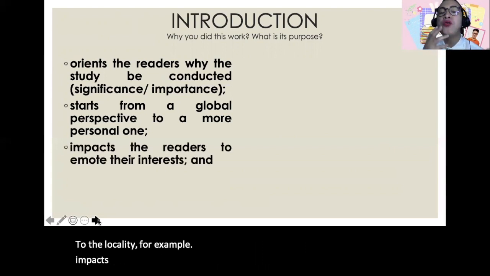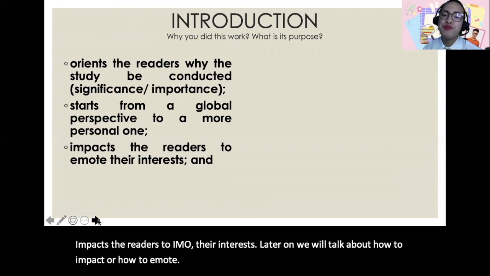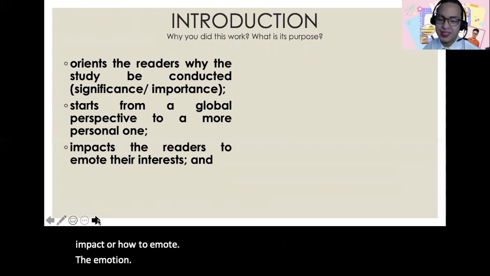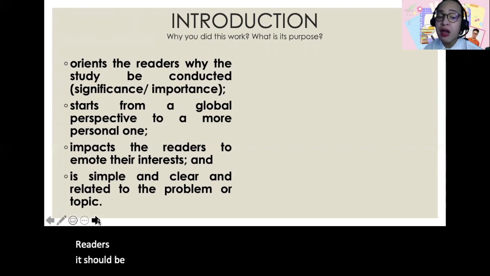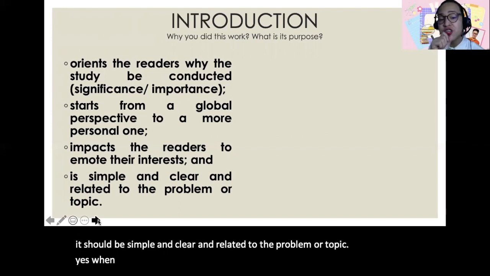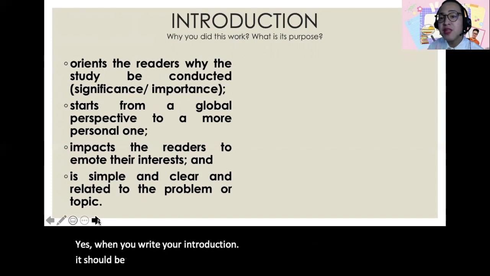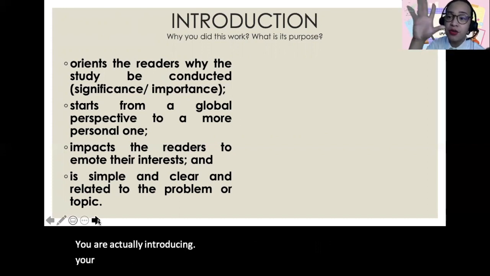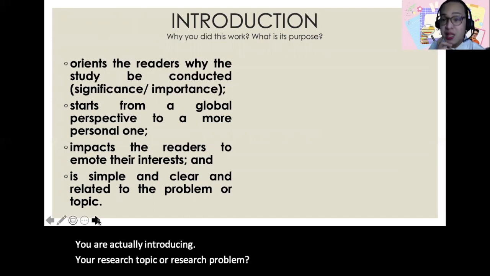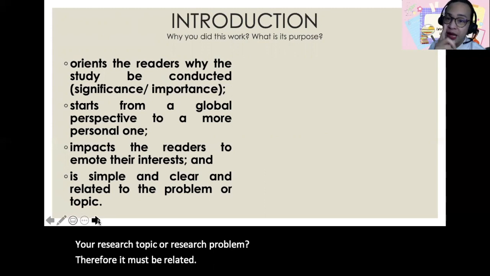It impacts the readers to emote their interests. Later on, we will talk about that, how to impact or how to emote the emotion or the interest of your readers. It should be simple and clear and related to the problem or topic. Yes, when you write your introduction, it should be simple and clear and must be connected to your research topic or research title. Because when we write introduction, you are actually introducing your research topic or research problem. Therefore, it must be related to your research title or research topic.